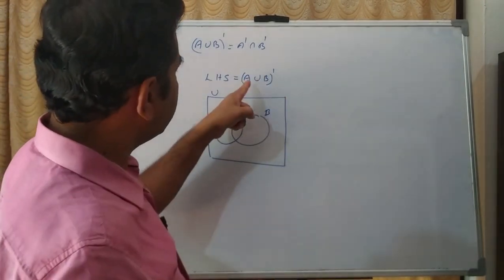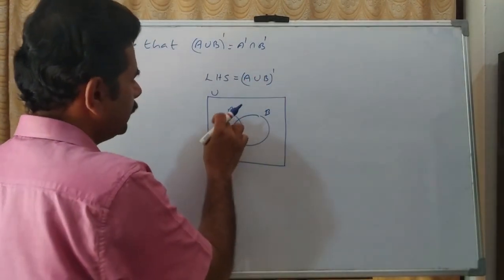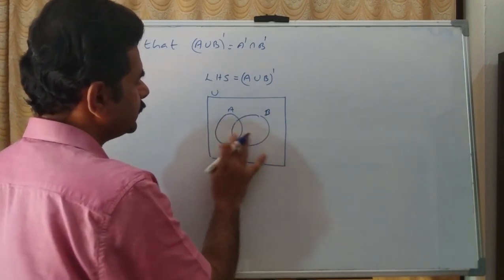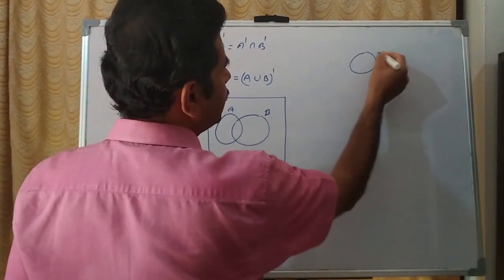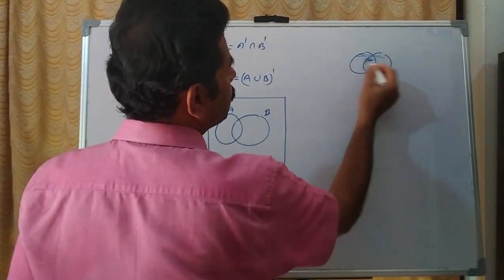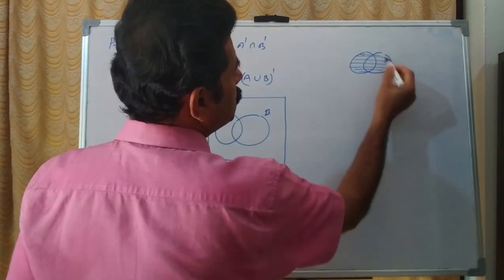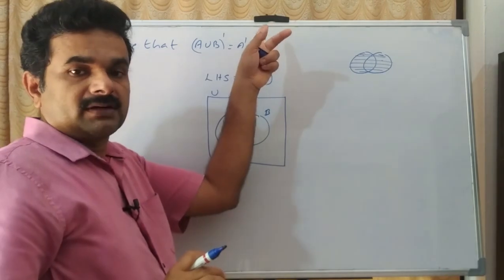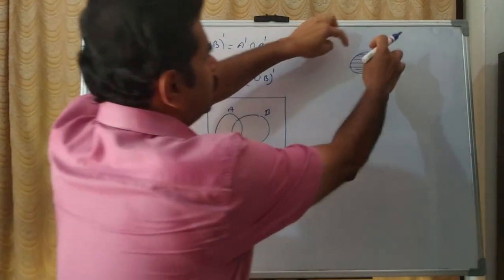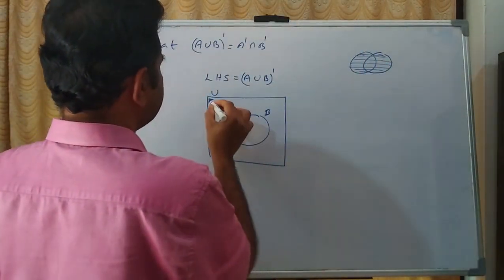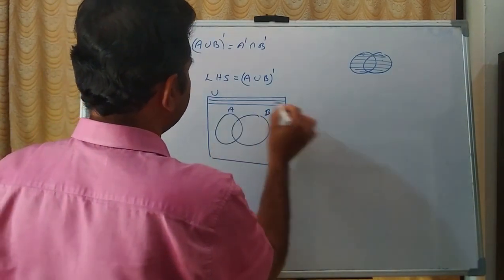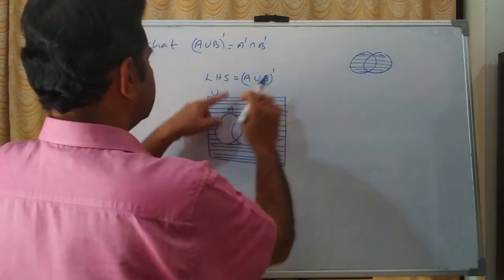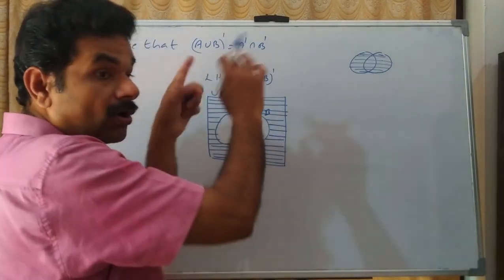Then what is A union B? A union B means the whole region of both A and B. This is A, this is B, and A union B is the whole region, the join of both A and B. Then A union B complement means beyond that region. So A union B is shaded here. This is (A union B) whole complement.